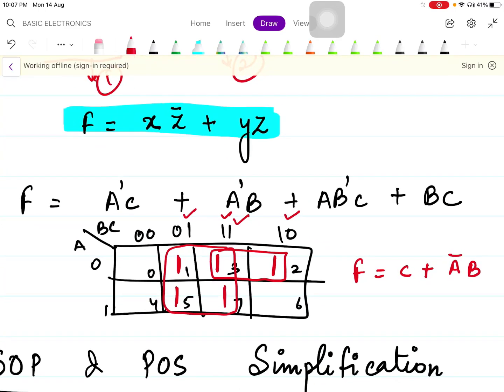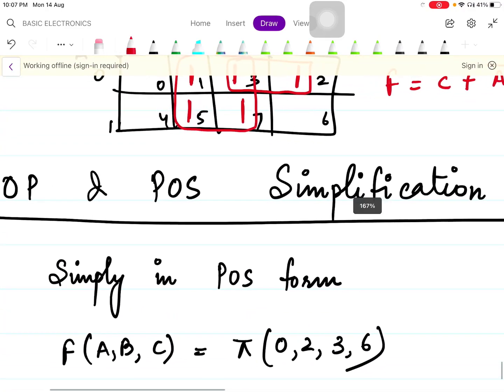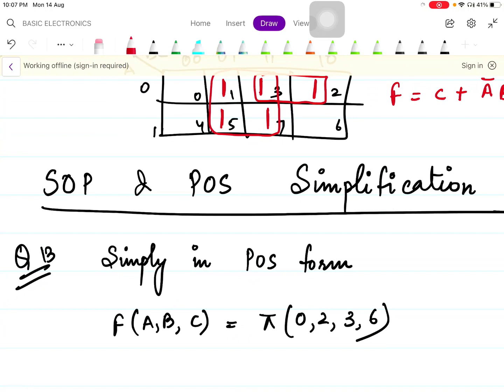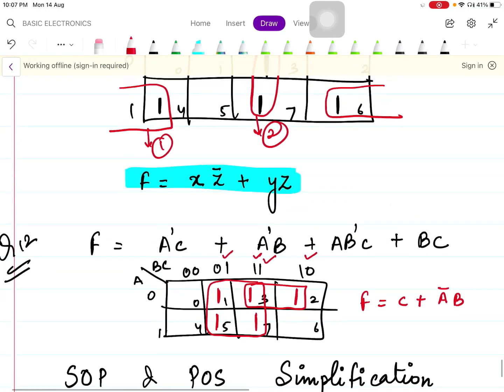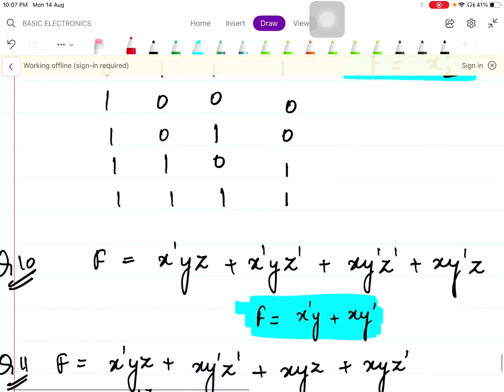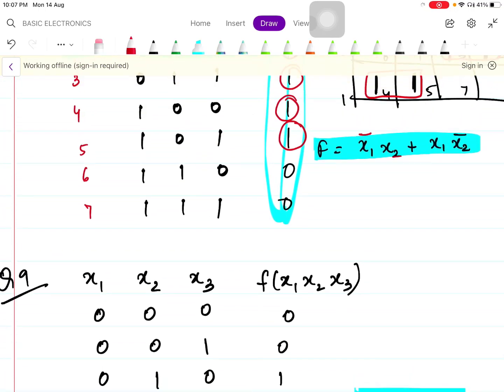I think we have done an ample amount of questions which will make all the concepts clear for you. Now let us move on to the next part, which is important, and that is sum of product and product of sum simplification. As you can see, all the questions that we have solved till now for the K-map are in sum of product form. I hope you all agree with me that all the questions that we have solved till now are in the sum of product form.